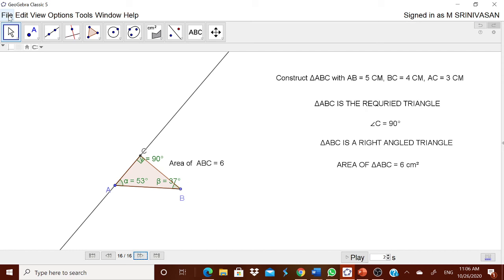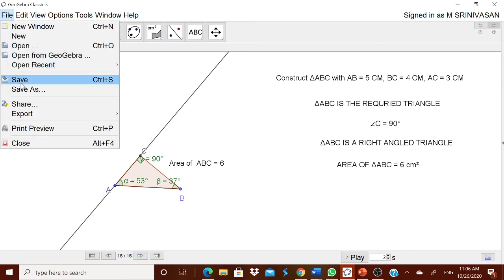You know how to save it. Go to this file. Save. Automatically this particular worksheet will get saved in your computer. Hope that by constructing this triangle, after the construction, there is a scope for exploring the properties of the particular triangle constructed by you. Let us learn to lead.